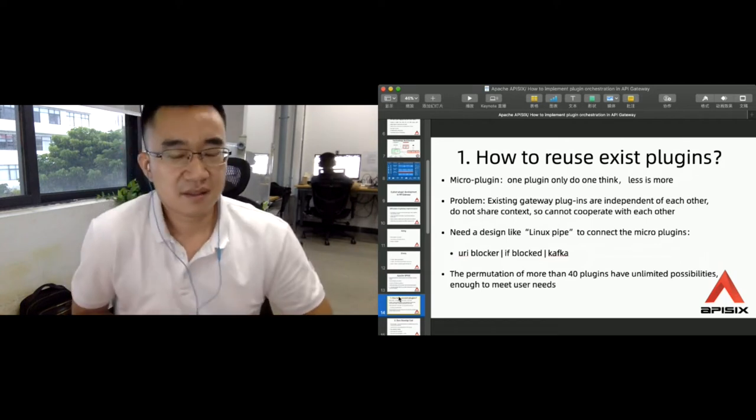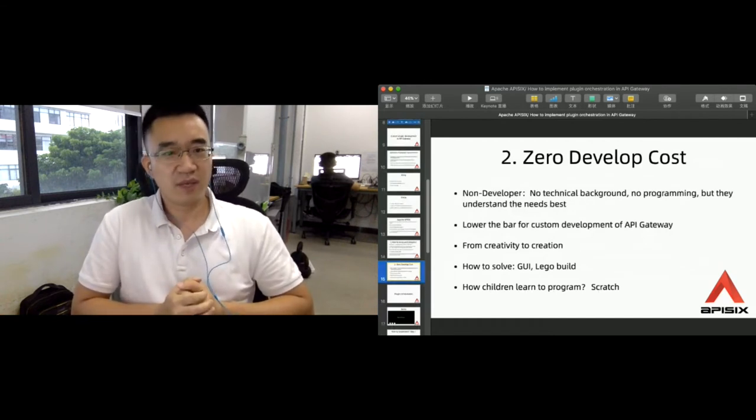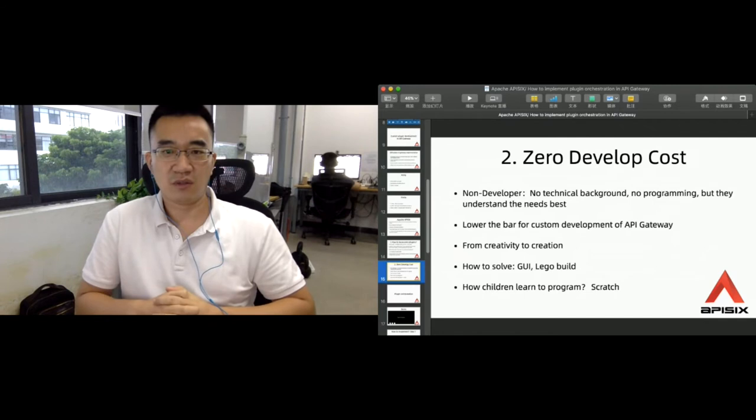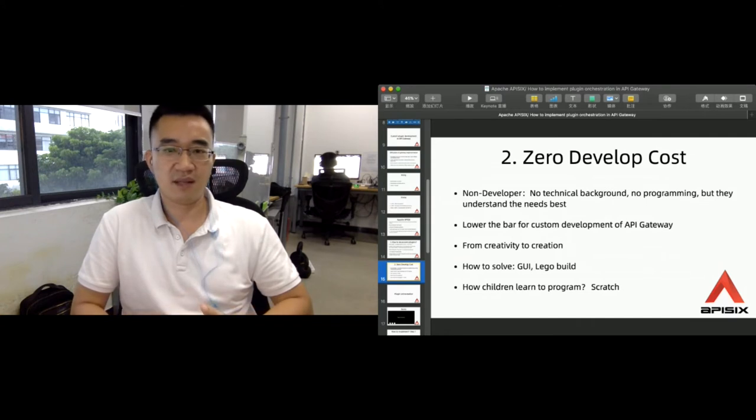Okay, next. The second problem is, after we have the micro plugin, how can we reduce the development cost of an API Gateway's new plugin to zero as much as possible? We hope that non-developers, such as PMs and security staff who have no technical backend and do not know how to program, can realize their needs without development, because they understand our needs best.